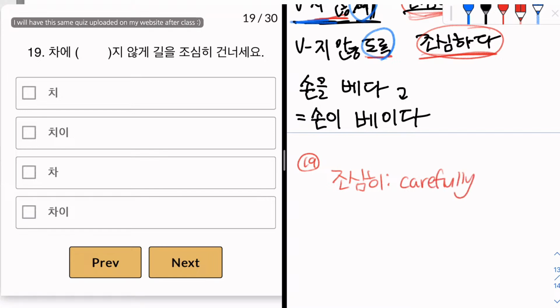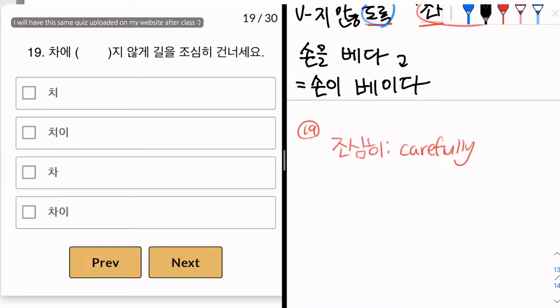조심히, carefully. So 길을 건너다 means to cross the road, cross the street. So cross the road carefully. Be careful while you're crossing the road so that you don't verb by a car. 차에 verb by a car. So in English, the natural translation would be so that you don't get run over by a car, right? Run over by a car. And in Korean, we say so that you don't get hit by a car. So that you don't get hit by a car.